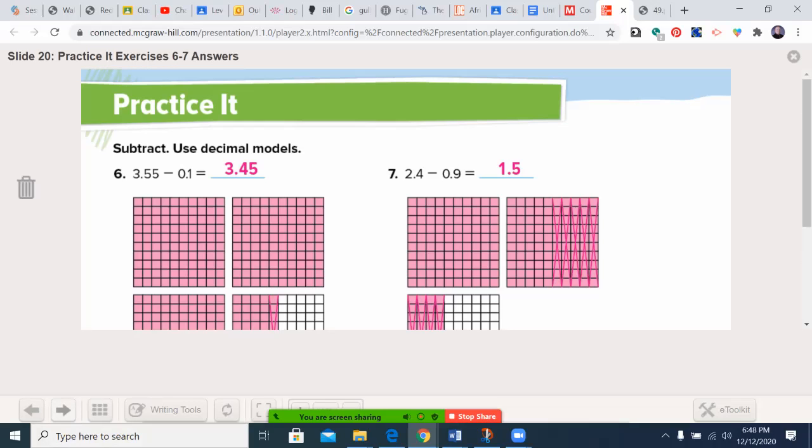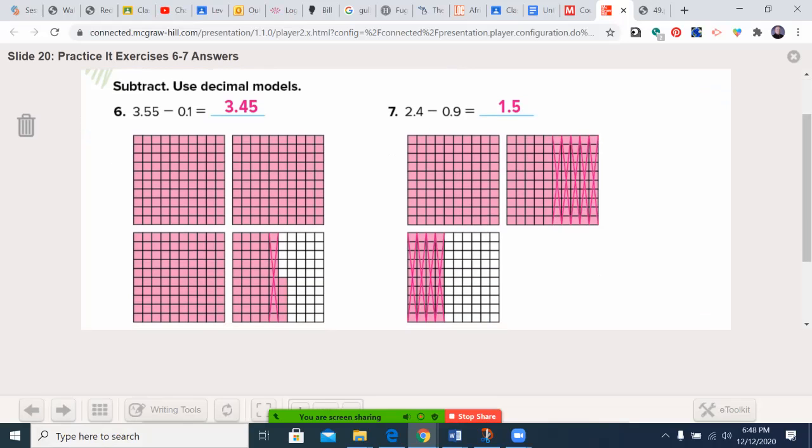Welcome back. Let's see how you did. 3.55 or 3 55/100ths minus 1/10. We got rid of the 1/10. So now we have 3 and 1, 2, 3, 4. There's your 4. And 5/100ths, 3.45 or 3 45/100ths.